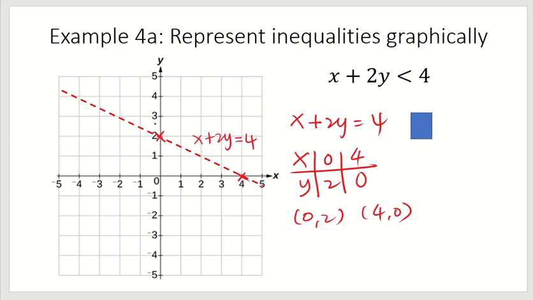Then why is it a dotted line? When you label, you must draw a dotted line, because it's smaller than. It doesn't have less than or equal to, it has no equal. If it has equal, it is a solid line. But now it doesn't have equal, so it's a dotted line.